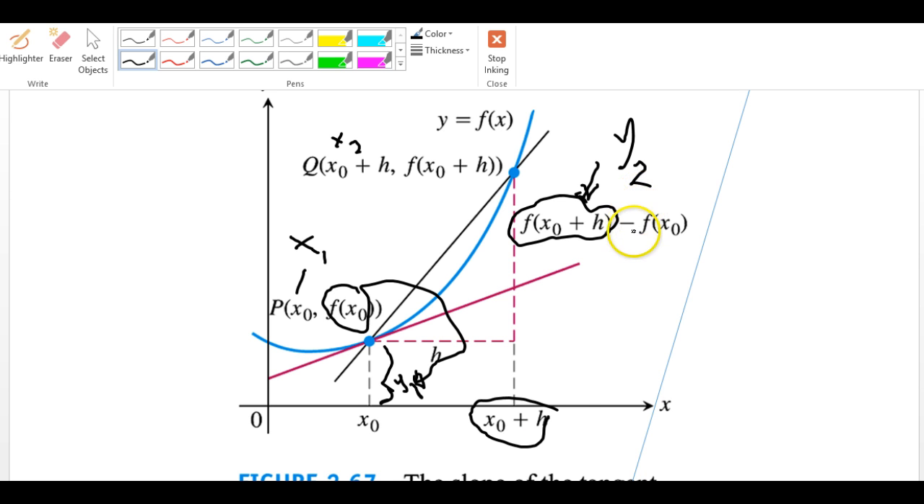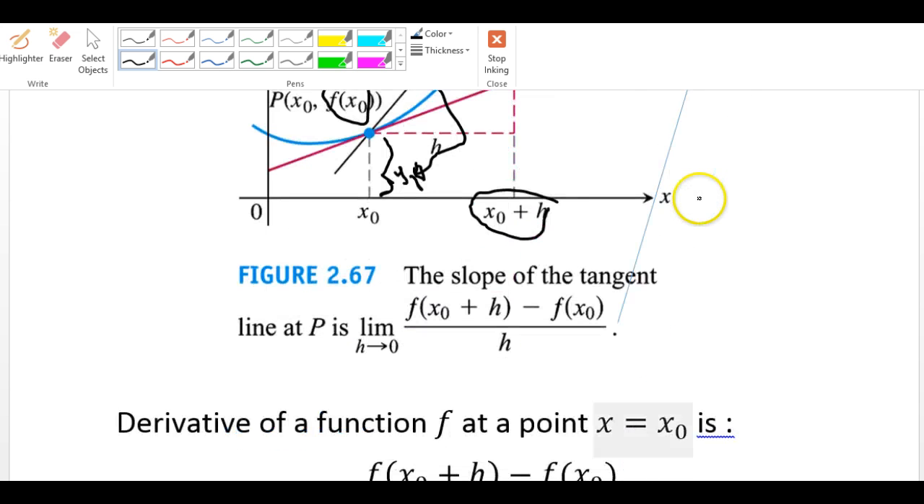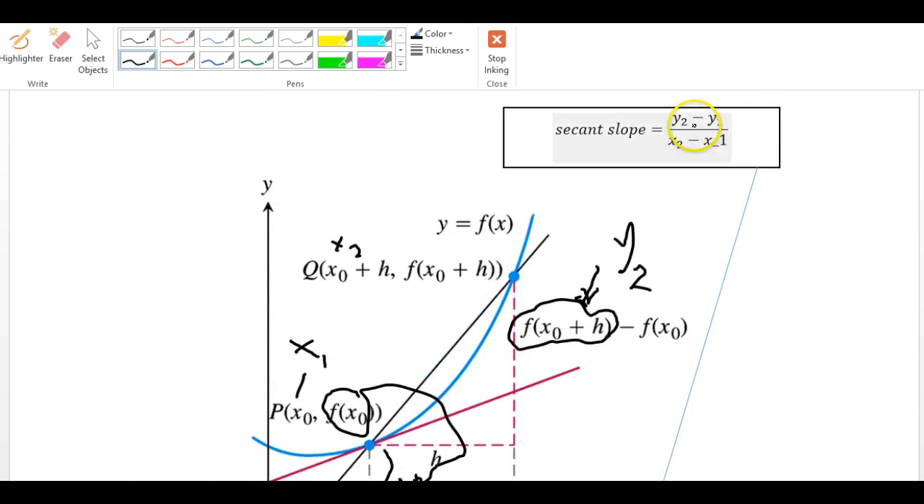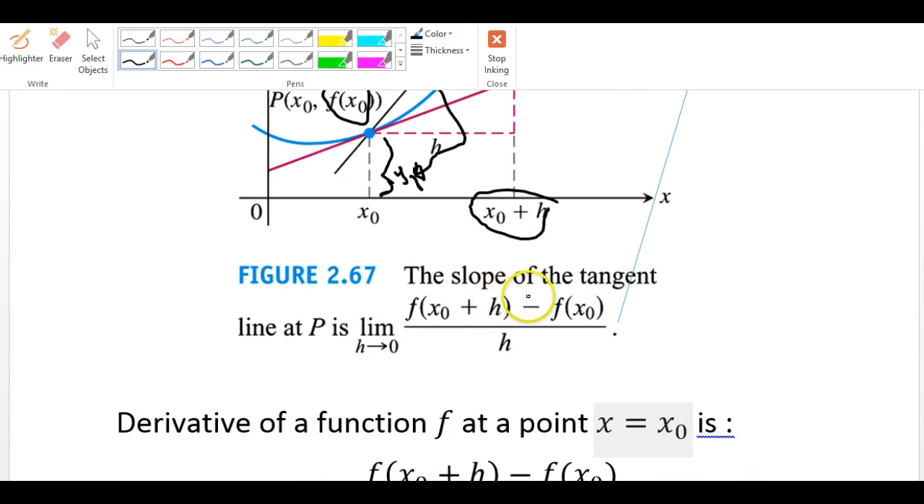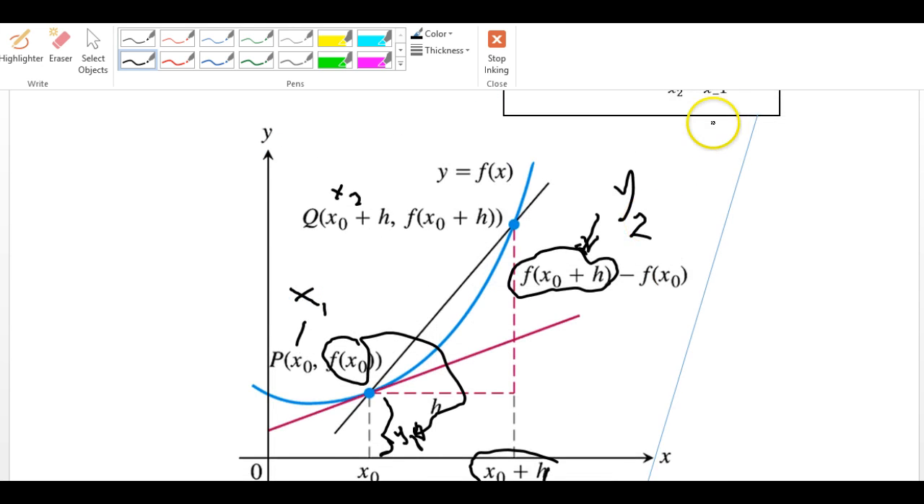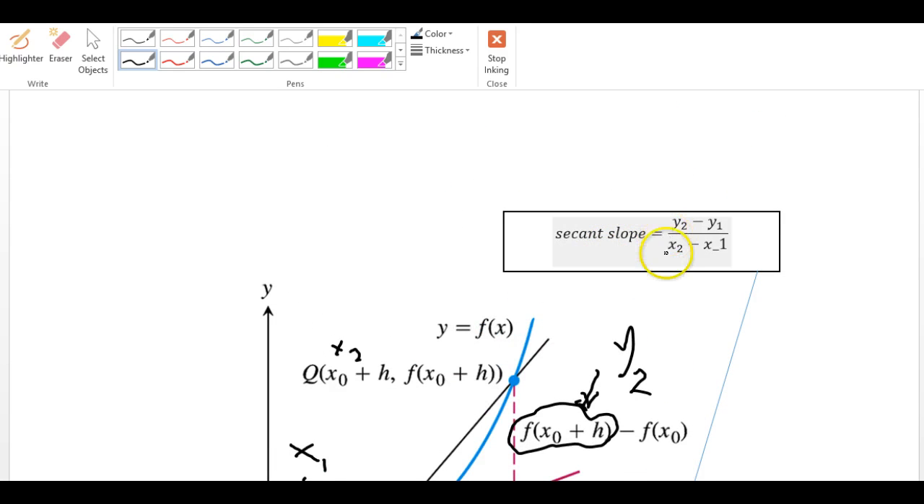Now that we have x1 and y1, and we have x2 and y2, we can plug them into this formula, y2 minus y1 over x2 minus x1. So let's plug them in. What is y2? f of x0 plus h, minus what is y1? y1 is f of x0, divided by x2 minus x1.